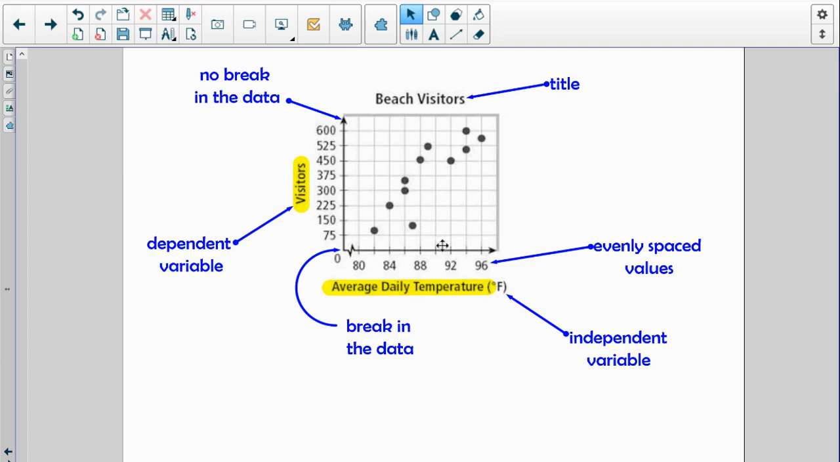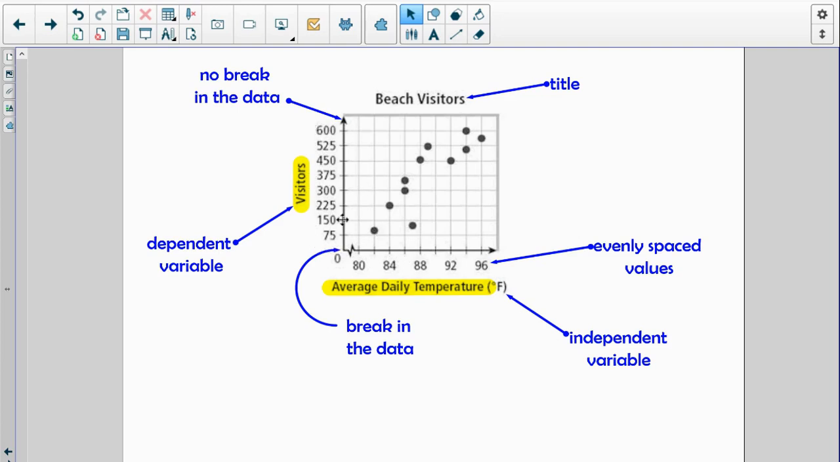So what we do, if we're creating something like this on our own, is draw a line break and then start at a number that's lower than our first data value. And then we decide what makes the most sense to count by: 1s, 2s, 4s, 5s, 10s, 20s, or whatever.